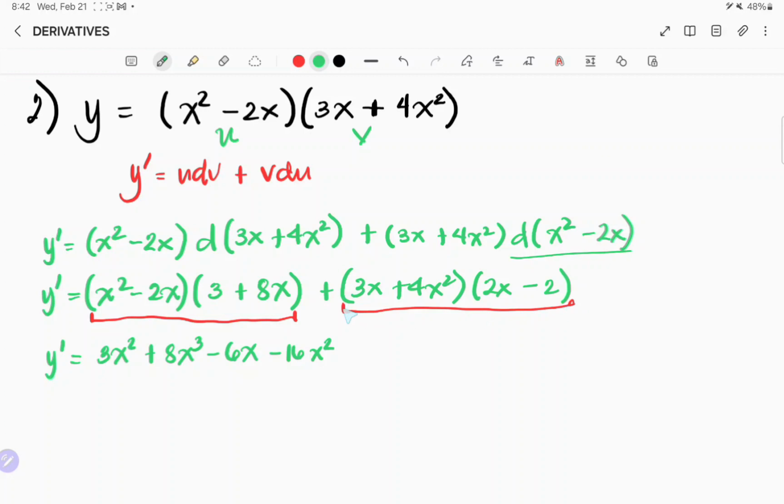Now for our second FOIL method or second term of the whole derivative, we have plus the first terms is 2x and 3x is 6x squared, followed by the outer terms of 3x and negative 2 is negative 6x. The inner terms are 4x squared and 2x is positive 8x cubed. And the last terms are 4x squared and negative 2. That would give us negative 8x squared.